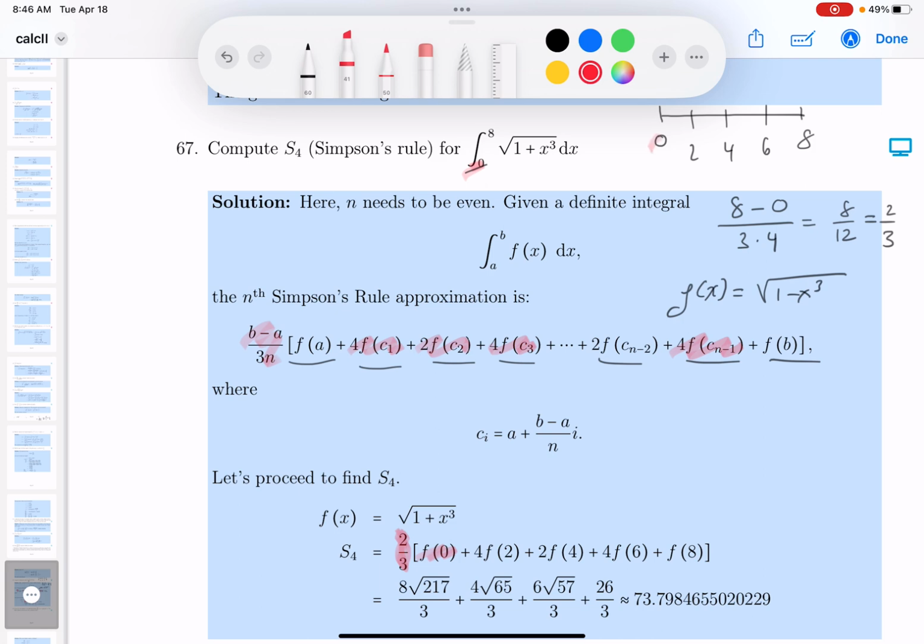And again, we started here. I'm going to go to 2 now. What's it going to be? 4 times f of 2. Then it's going to be 2 times f of 4. Then it's going to be 4 times f of 6. I'm done. I'm at the end. What's the end going to be? The b part. That's going to be f of b.